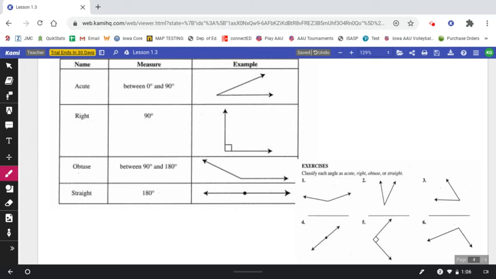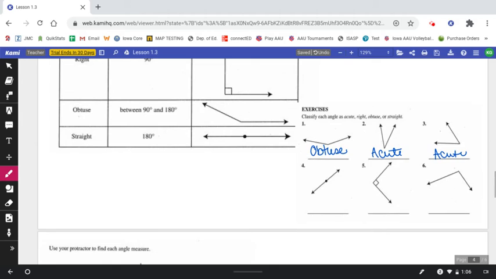Well, number one, we can see that the angle measure is more than 90, so this one is obtuse. Number two, we can see that that's less than 90, so it's acute. Number three is less than 90, so it's acute. Number four is a straight. Number five gives us the perpendicular sign, so we know that it's a right. And number six is an obtuse.